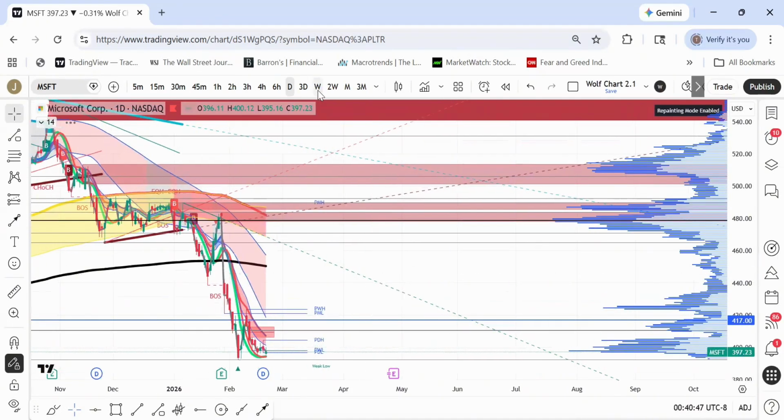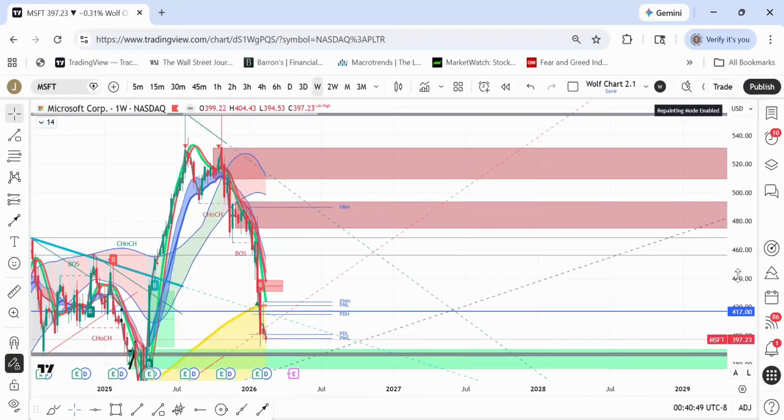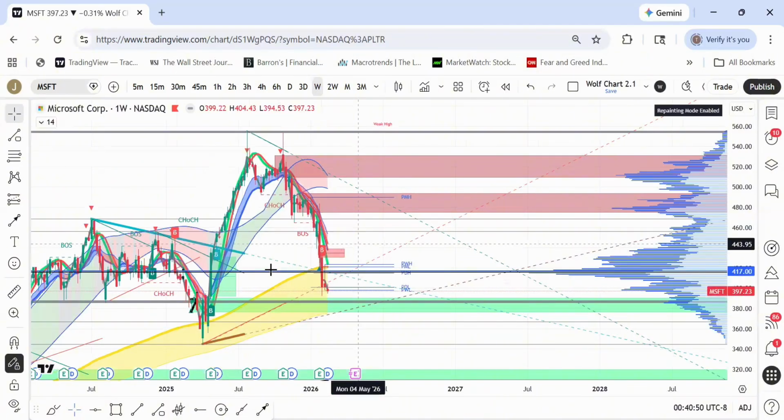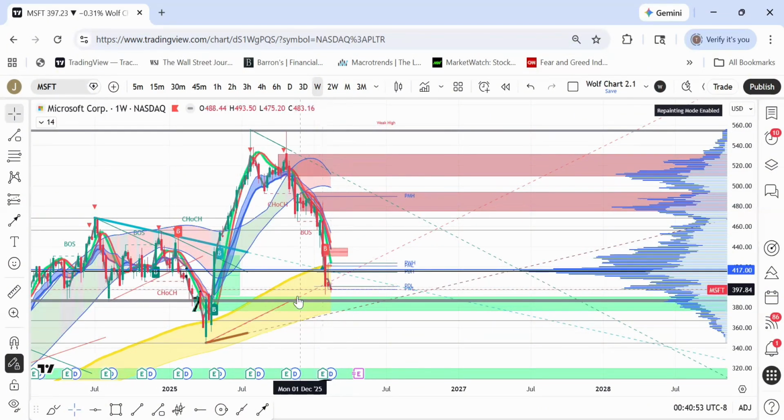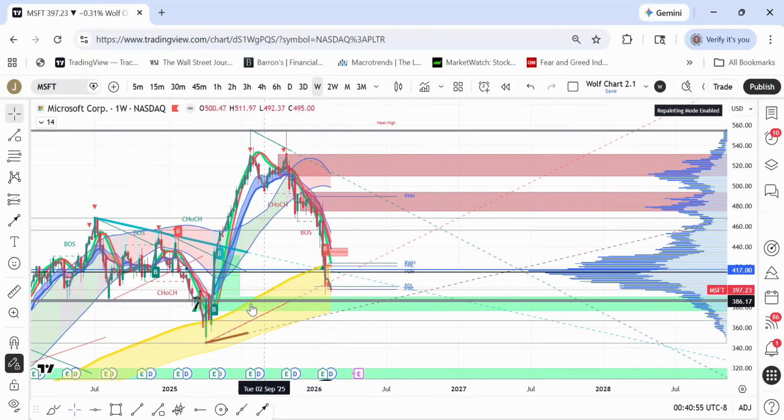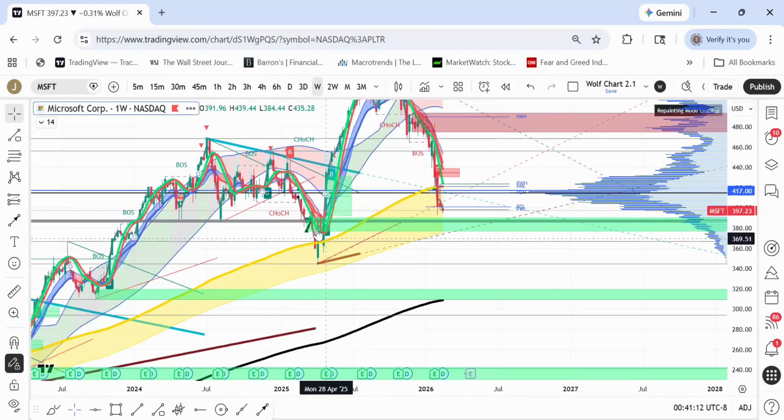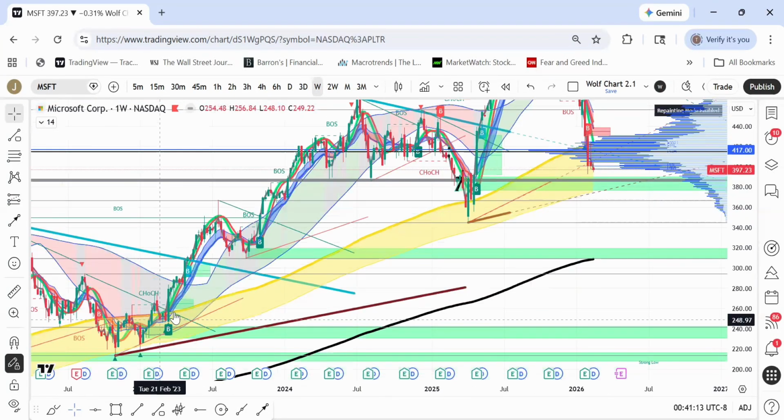Now let's look at them on a weekly time frame. Now on the weekly, we can see that we're testing the 200 cloud. The last time we tested the 200 cloud was April of 2025. So now we're seeing confluence here. The daily is also letting us know what the weekly is doing. On the weekly, we are testing the 200 cloud.